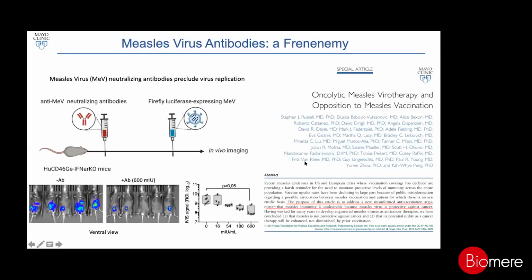Recently, this dual role of measles virus antibodies has been used as an argument to oppose measles vaccination. Anti-vaxxers now claim that they do not want to get vaccinated against measles because if they develop cancer later on, they will not be eligible for treatment with oncolytic measles viruses.